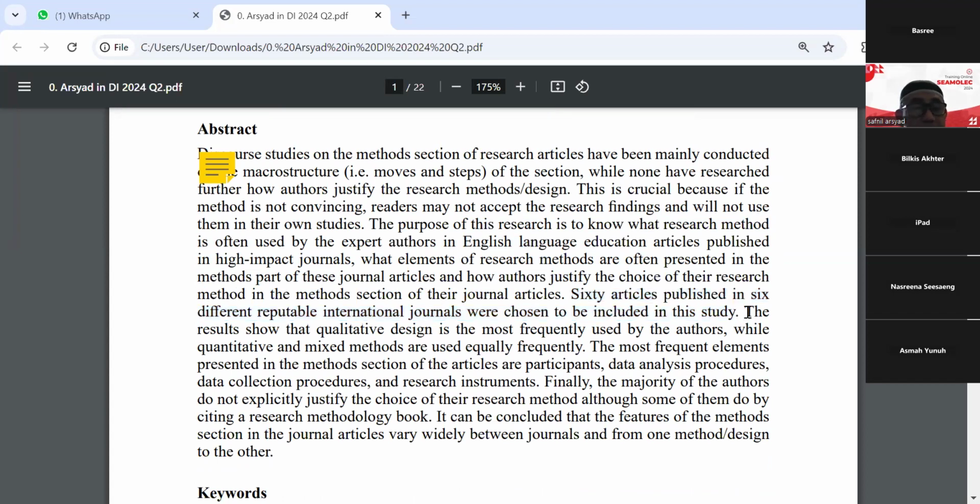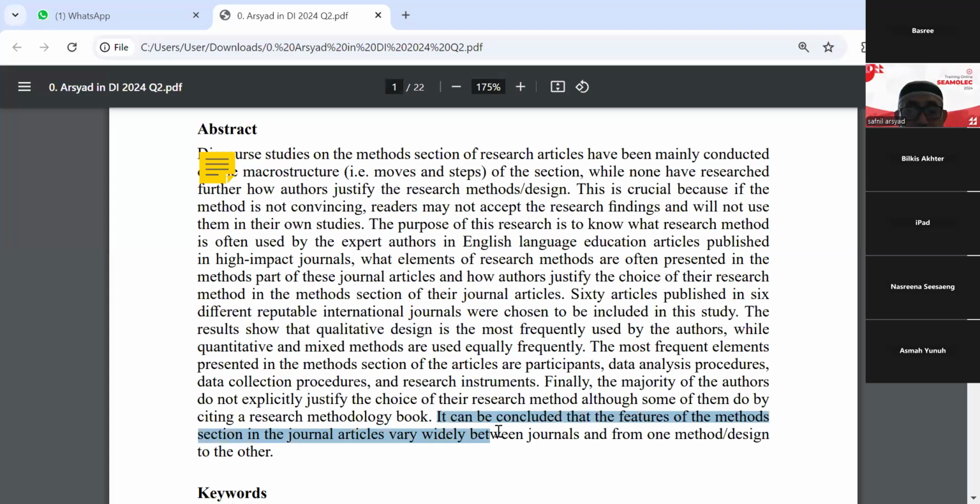And then move 4, the results show that the qualitative design is the most frequently used by the authors, while quantitative and mixed methods are used equally frequently. This is also the result. The most frequent elements presented in the method section of the articles are participants, data analysis procedures, data collection procedures, and research instrument. And finally, the majority of the authors do not explicitly justify the choice of the research method, although some of them do by citing a research methodology book.